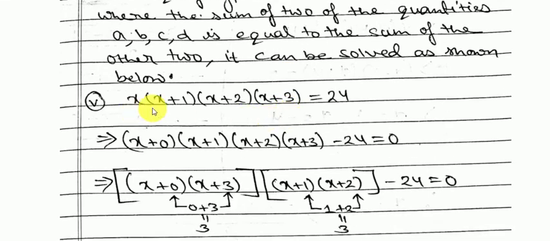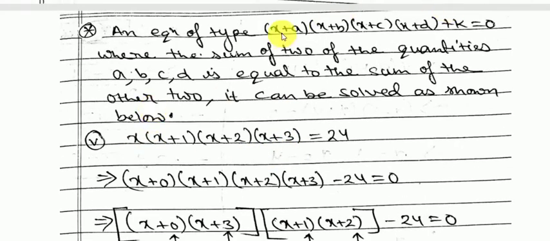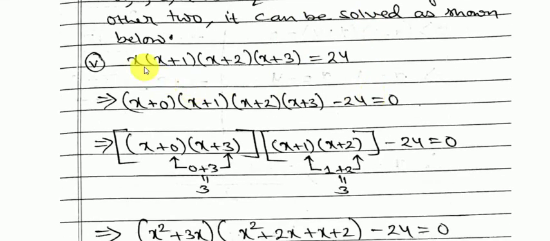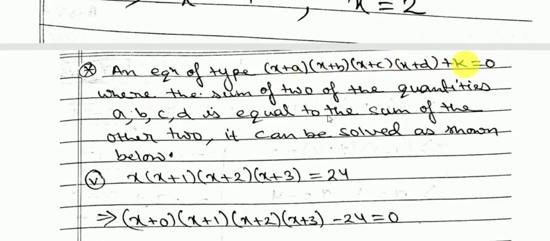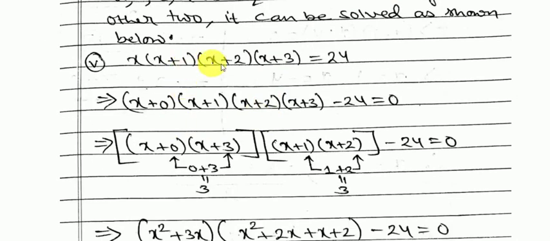So whenever you have been given this type of equation, you'll find that the sum of any two will be equal to the sum of the other two. Then you can solve it. Then only is it possible for you to solve it, otherwise it will become very tough. So here we can see that this is the equation given to us. Here it's given a, b, c, d, but here we have only 3, so we can write this x like this: x plus 0, in brackets, and this.